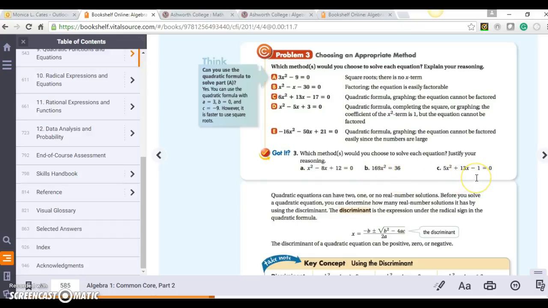For this one, I would try to factor it. But after trying to factor it, I would see that it's not factorable. I couldn't use the numbers because there's no pair that multiplies to get 6 and adds up to give me 13. So I would use the quadratic formula, or I would graph this one.